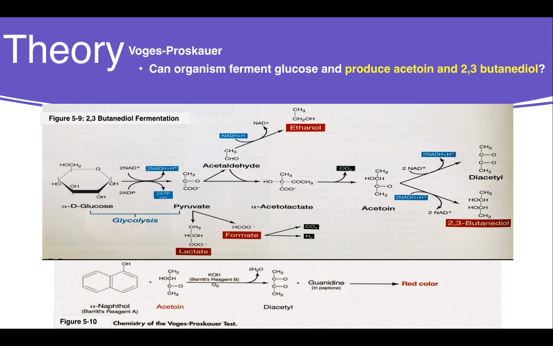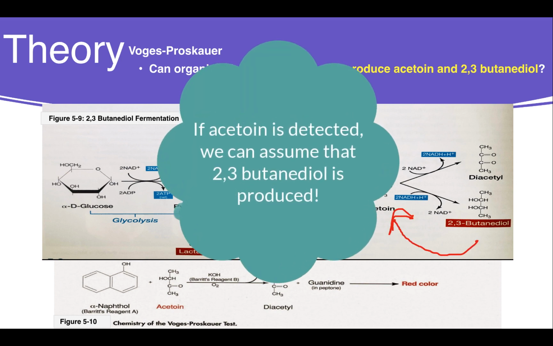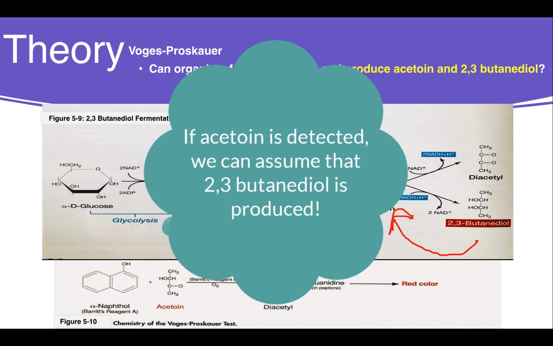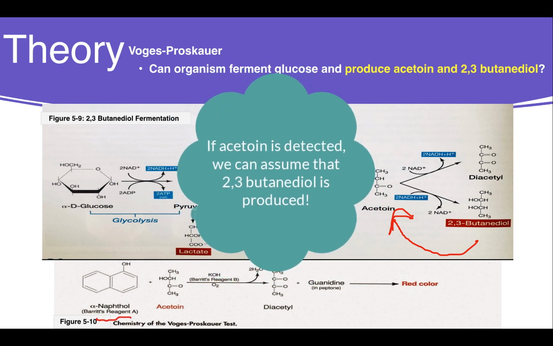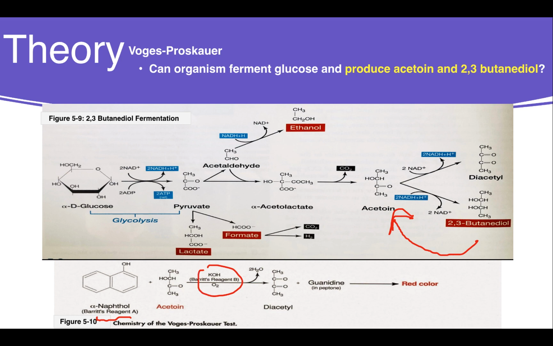Now, if you look at 2,3-butanediol, even though this is what we're looking for, we're not going to test for it. Right before 2,3-butanediol, the last intermediate is acetoin. We can test for acetoin. So what we do is we will eventually add something called Barritt's reagent A and Barritt's reagent B. When those are added, they react with the acetoin and it oxidizes it to diacetyl. The diacetyl is going to react with the guanidine, which is already inside of the media, and it would make a red color. So a red color would be positive in this situation.